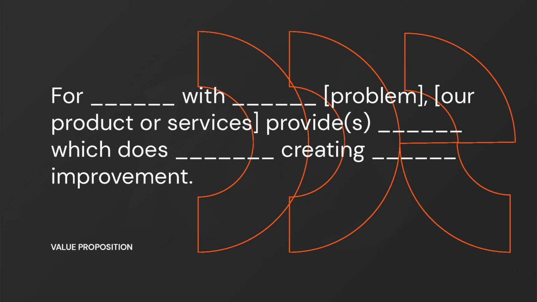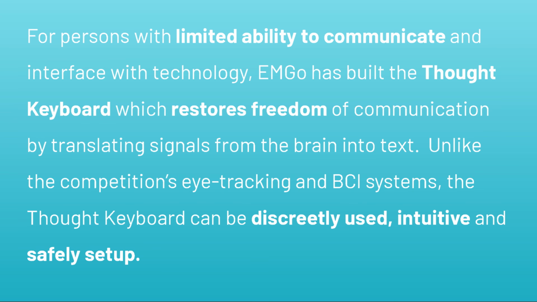And so you can just use this as a template: for X population with X problem, our product or service provides what thing, which does what, creating what improvement. I'm going to give you an example to make that a little bit more clear. But this is just who is it for, what does it do, and what experience is it creating.